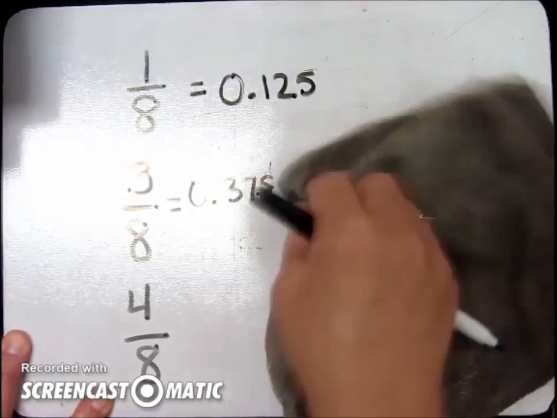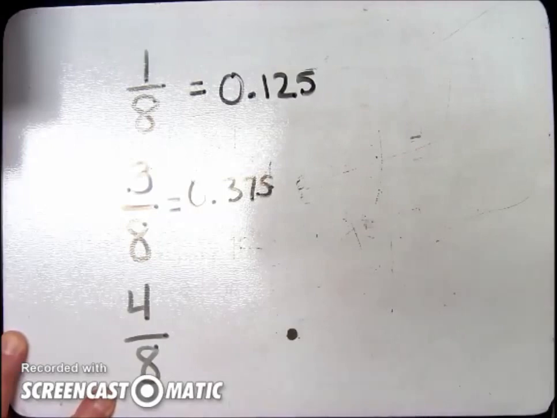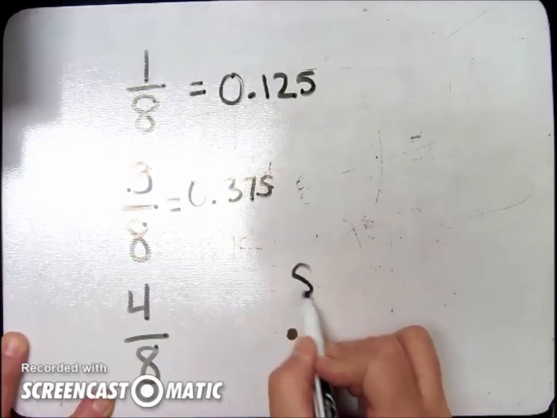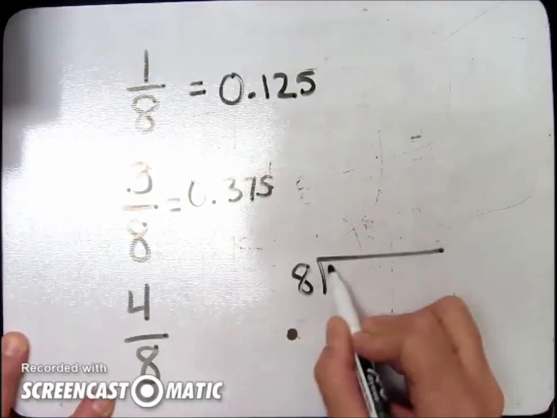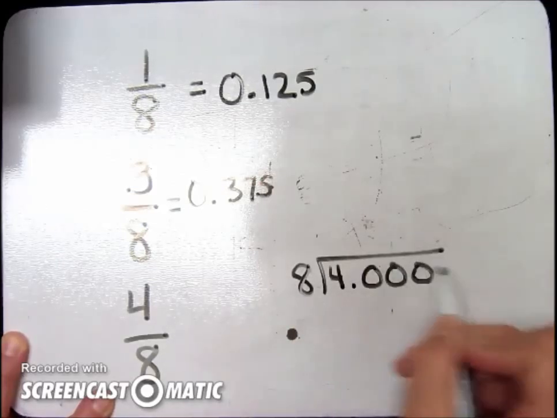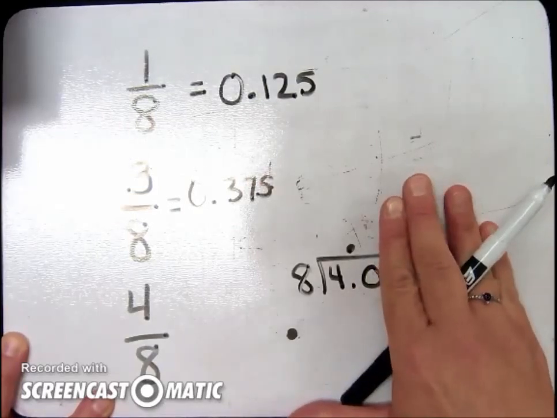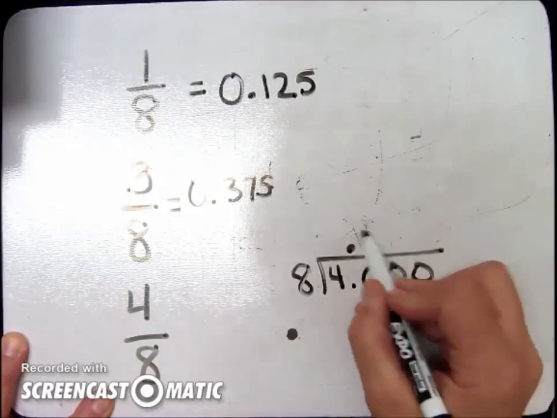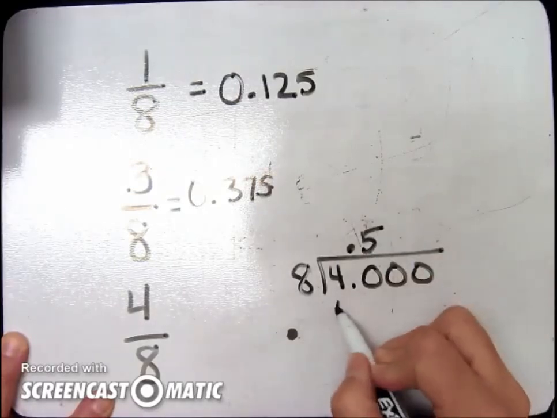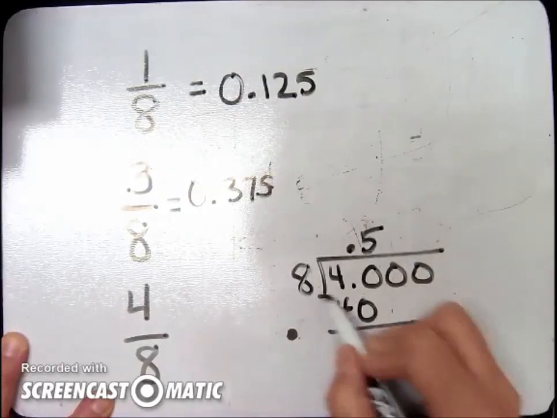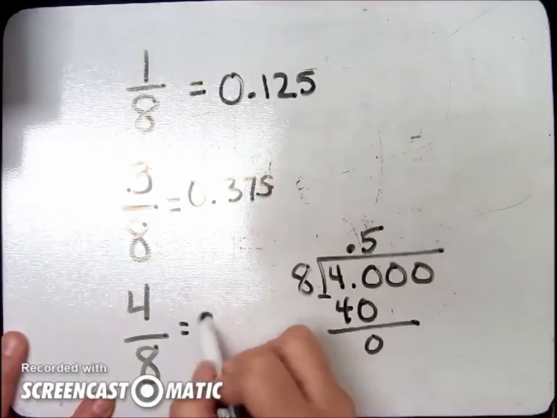Well, pause the video and find what the decimal is for 4/8. So here's me doing it. 8 goes into 4. So something times 8 is 40. Well, isn't 5 times 8 40? Yeah, so I'm done. That's all it is. 0.5.